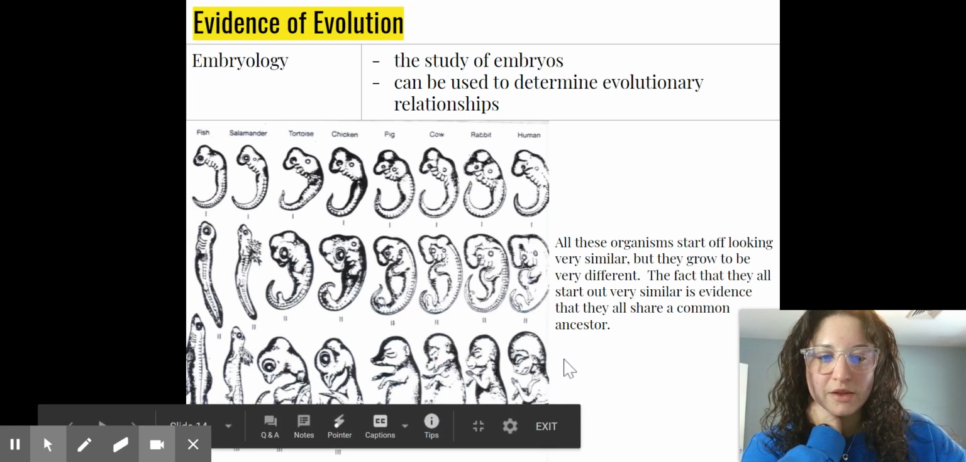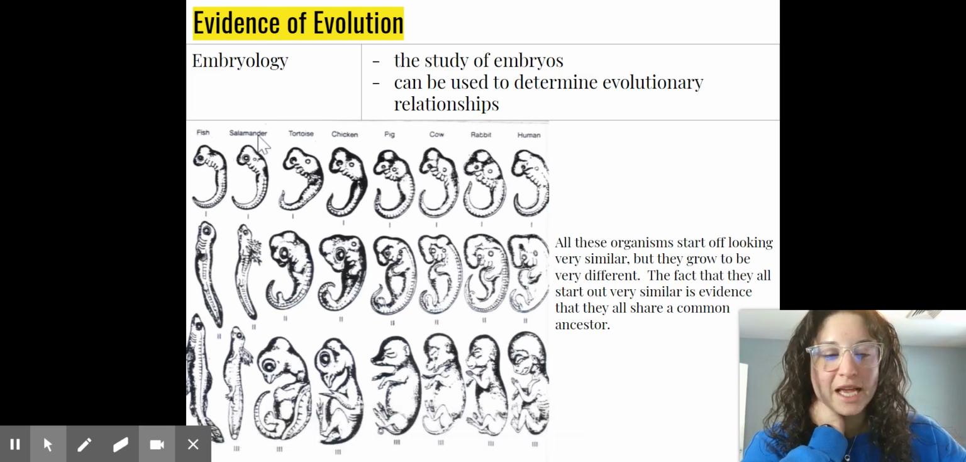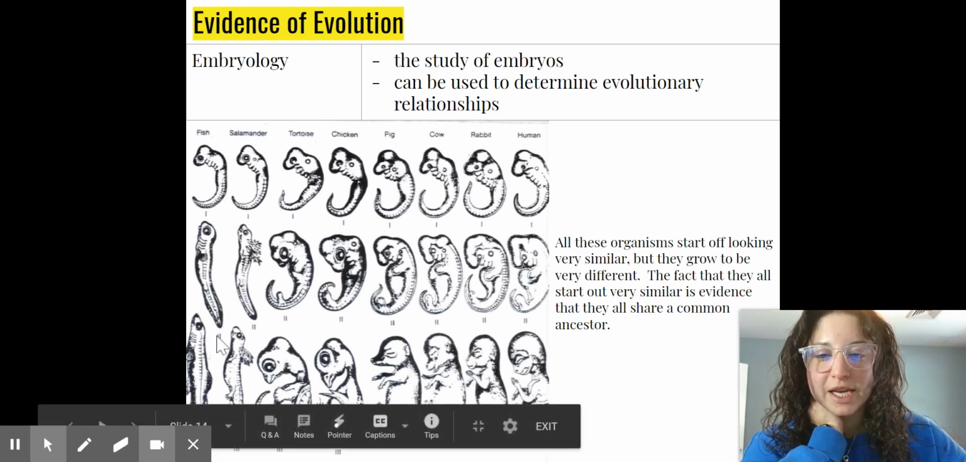We can do the same thing looking at the third trimester down here. So again, we see that the fish and the salamander, they look similar. They still look different, but they look similar to each other compared to the others. We can see that the tortoise and even the chicken still look fairly similar to each other and different from the others. And then we can see that the pig, cow, rabbit, and human, they do look different from each other, but they look more similar to each other than the other 4 over here. So basically what we can tell from this diagram is that the fish and the salamander are probably more closely related to each other than they are to the other organisms.